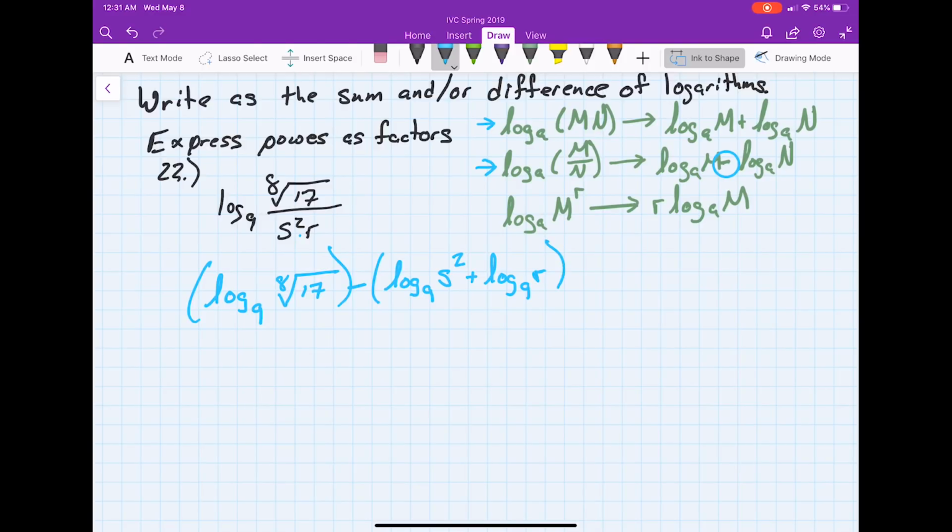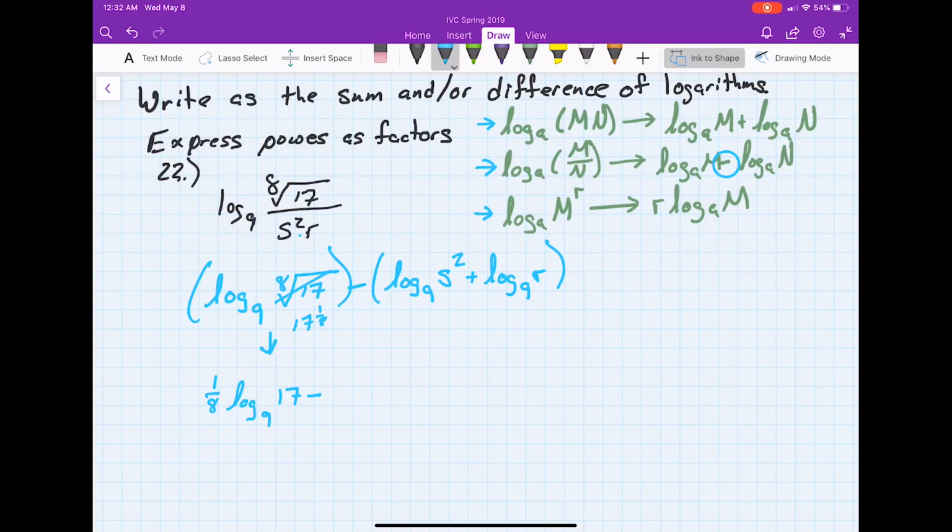All right, so the reason I put these in quantity bits is because now I can deal with those individually. The 8th root is really saying 17 to the 1/8, right? And looking at our third rule, anything that's log base something raised to a power, we can move that power out in front. So I'm going to put 1/8 log base 9 of 17. So I've dealt with this first quantity.